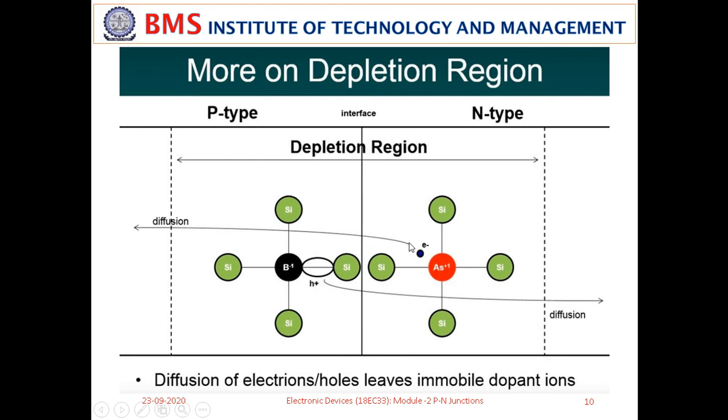You are seeing here the diagram showing the electrons getting diffused to the p-type material. When it gets diffused, it leaves the immobile ion behind, which is called depleted charge. Are you understanding? When an electron moves from the n side to the p side, it leaves an immobile positive charge here. This is called depleted charge, and vice versa will happen for the p-type semiconductor.